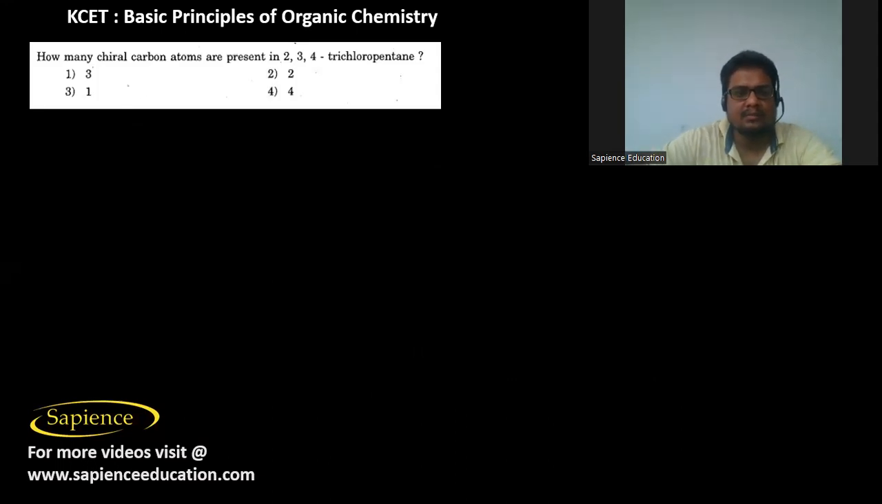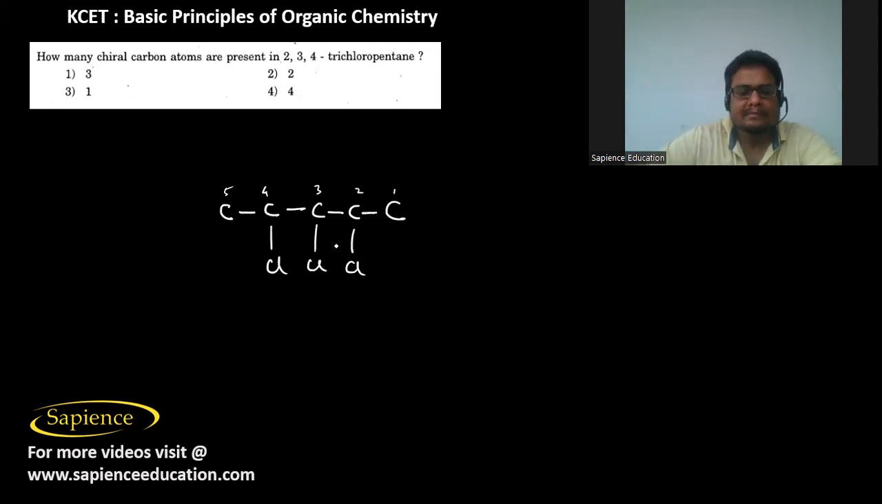Then, how many chiral carbon atoms are present in 2,3,4 trichloropentane? So the pentane structure is like this. Then 2, 3, 4. So 1, 2, 3, 4, 5. So 2, 3, 4 trichloro. So here we have CH3, this is H, this is H, this is also H, this is H3.